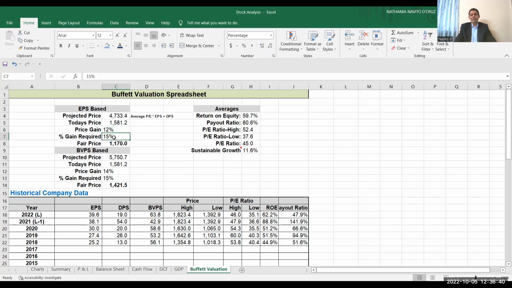But nevertheless, I'm not happy with 12%, so I want 15%. If I want 15%, what should be the fair value is the next formula, which is our reversed formula, which we have seen in our discounted cash flow model.